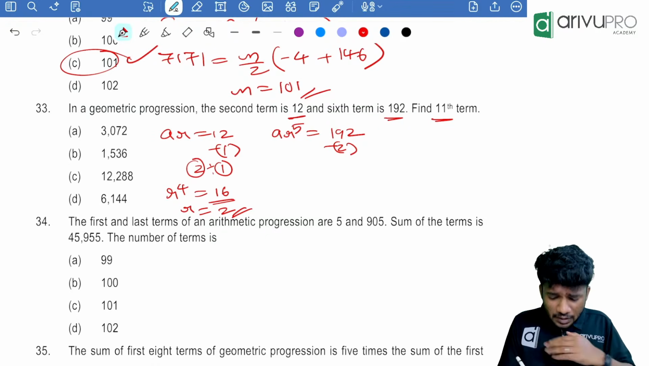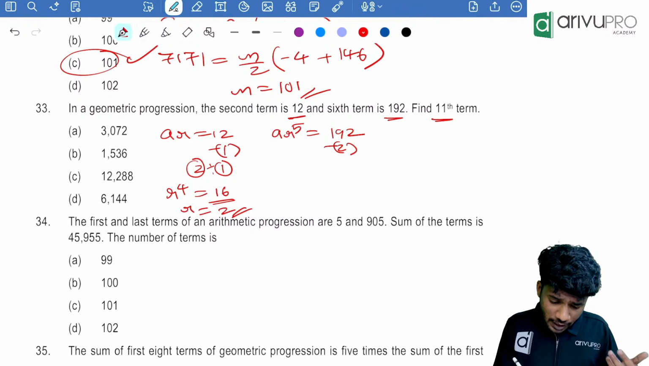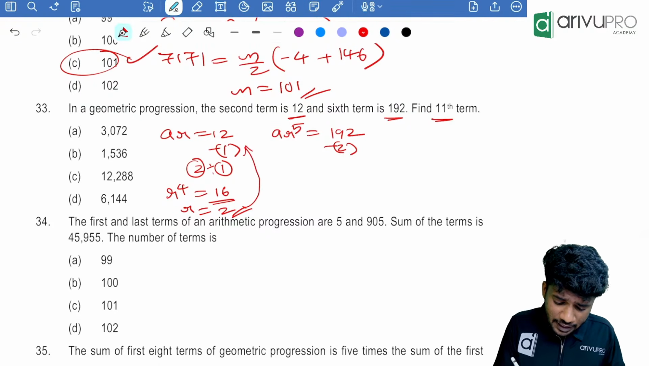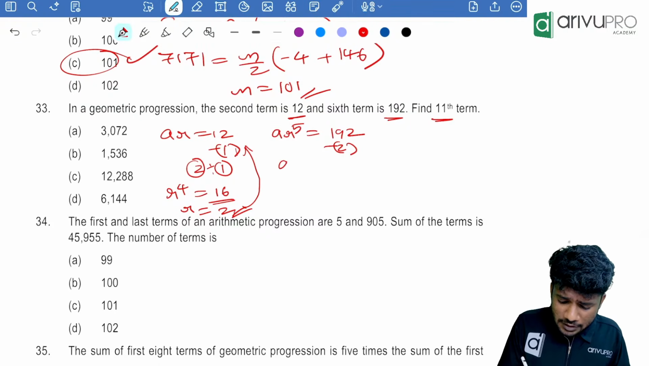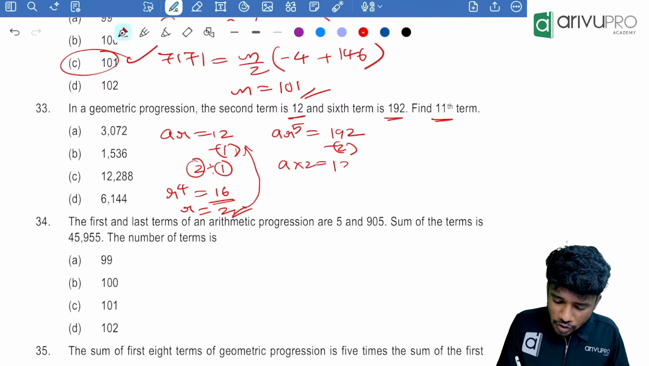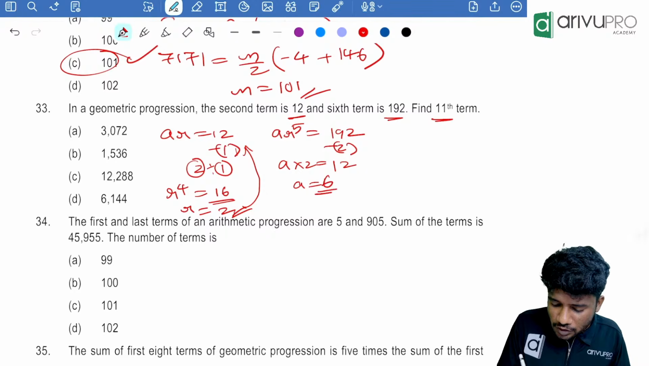Then people, if you know the value of R, you can finally directly find the value of A, right? That means put over here. A into 2 is equal to what, people? A into 2 is nothing but 12. A is equal to 6. You have the value of 6.